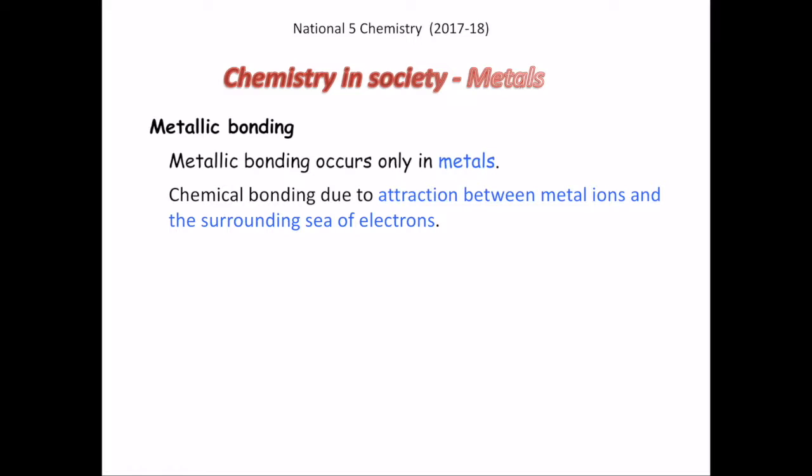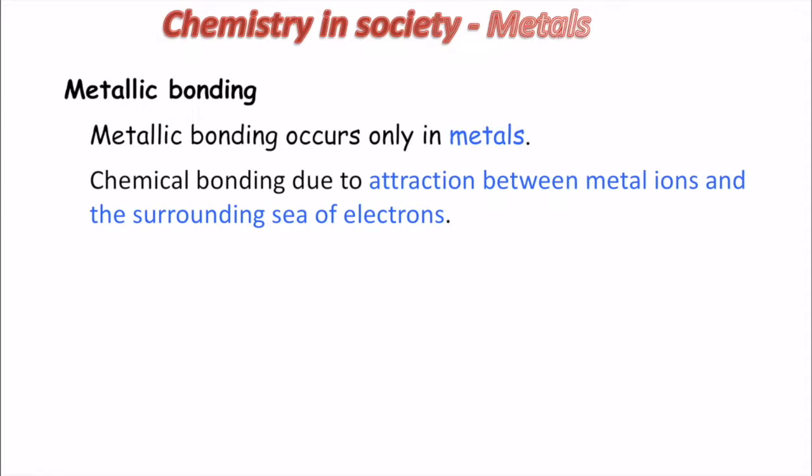First topic in this that I'll be talking about today is metals, and we start with metallic bonding. Metallic bonding occurs only in metals. It is a kind of chemical attraction which develops due to attraction between the metal ions and the surrounding sea of electrons. So, before I elaborate on this, I would like to remind you that metals are elements which have either 1, 2, or 3 electrons in their outermost energy shell.